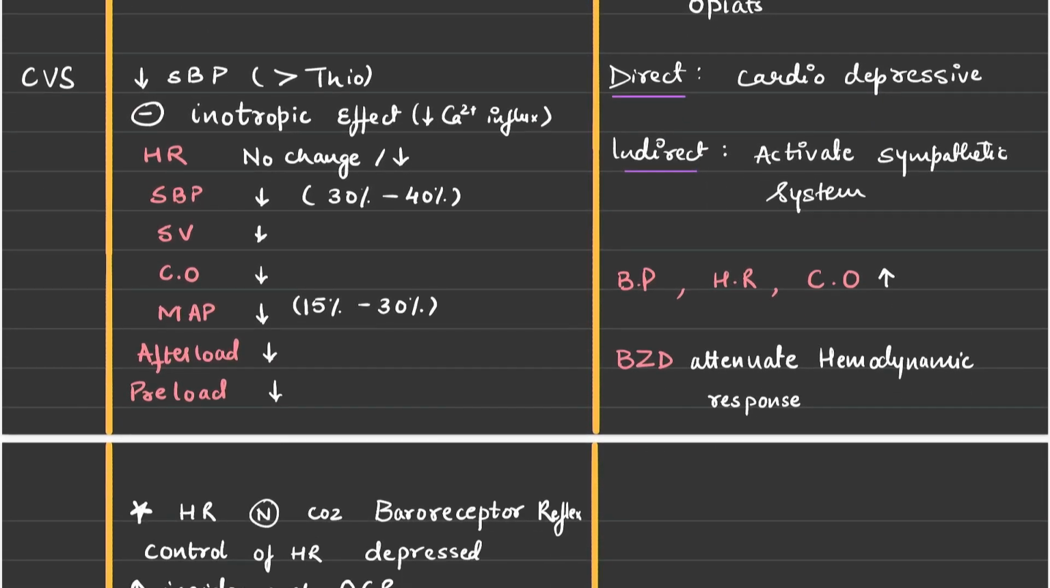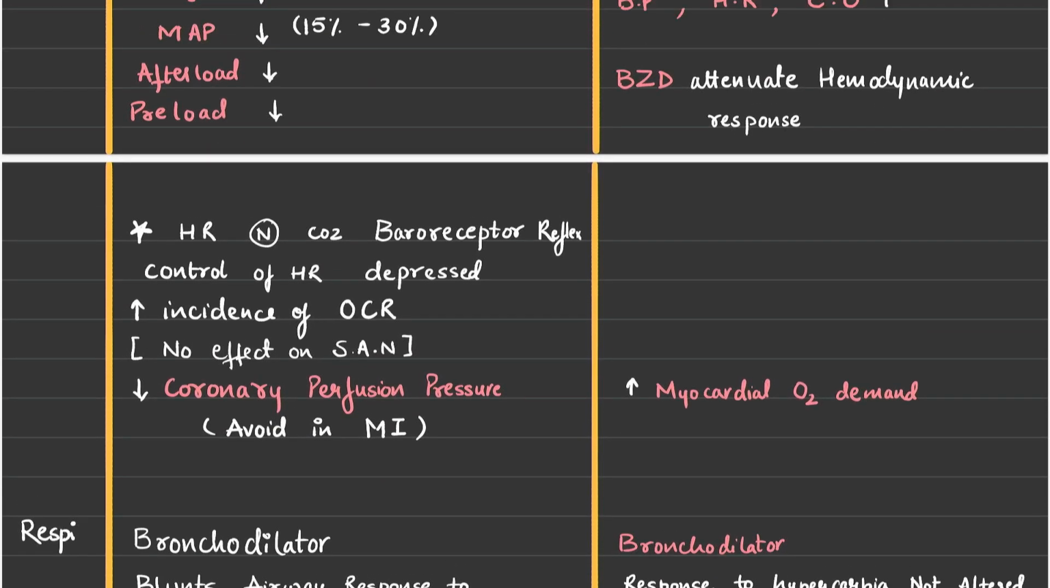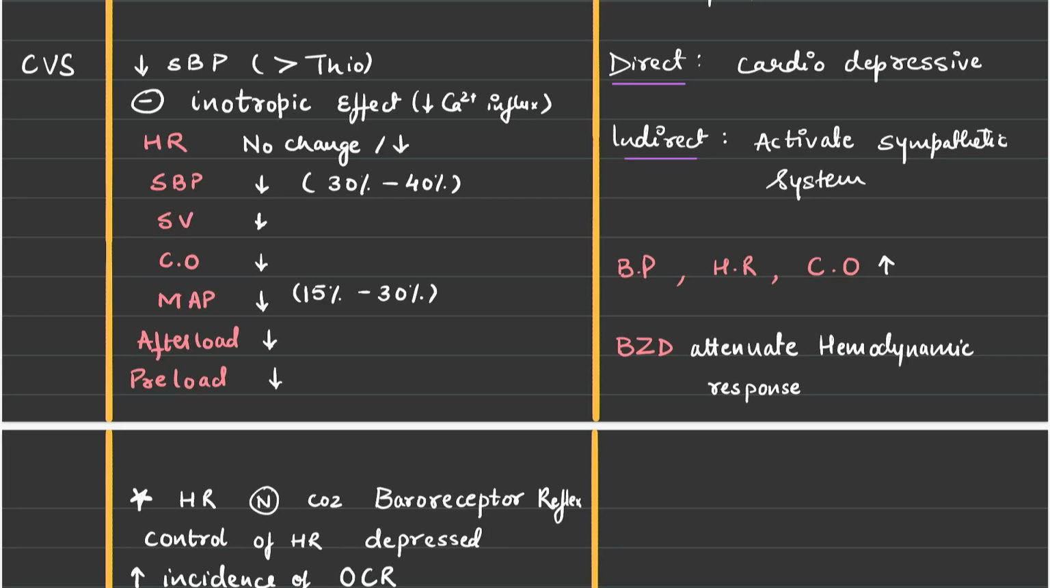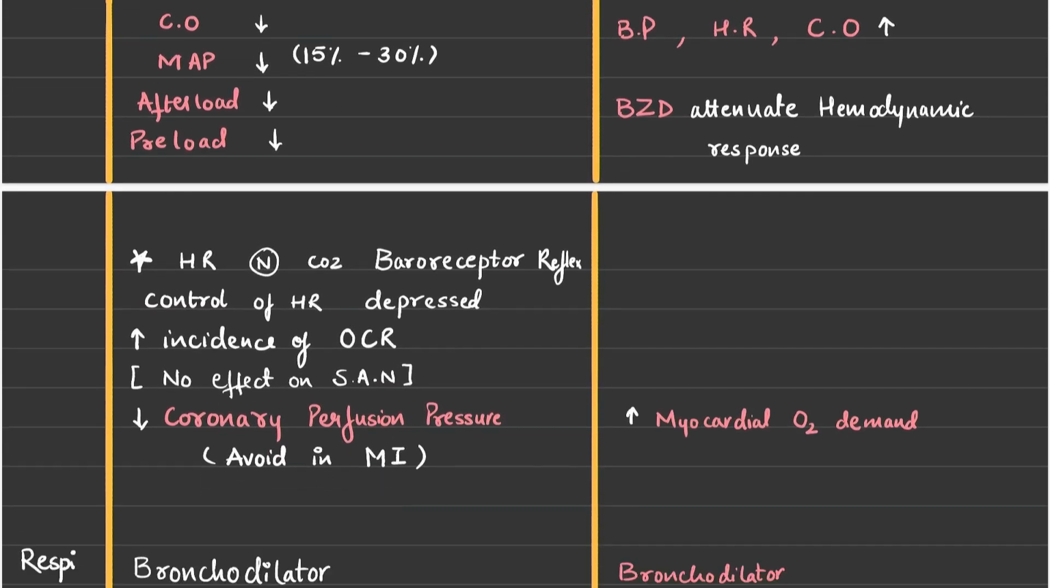If we talk about the cardiovascular system, there is a decrease in systolic BP, which is more than with thiopentone. There is inhibition of inotropic effect due to decreased calcium influx. Heart rate either does not change or decreases. There is a decrease in systolic BP, stroke volume, cardiac output, MAP, afterload and preload. So overall in the cardiovascular system, there is a decrease in the parameters. So we have to keep in mind the state of the patient and adjust the doses accordingly.